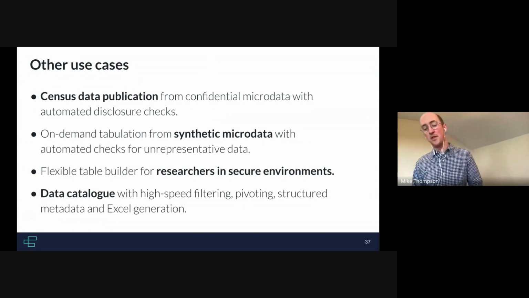And we're also looking at whether we might be able to extend the functionality of Cantabula to produce magnitude outputs as well as frequency tables. And then finally, Cantabula can also be used as a data catalog. So if you've already got tables that have been created and aren't created on the fly from microdata, those can be loaded statically, but still with the high-speed filtering and pivoting and Excel generation that I've just been showing. And we've just been doing some work recently to improve our searching functionality around data catalogs and pre-computed tables with taxonomies. So that is everything that I wanted to cover today.